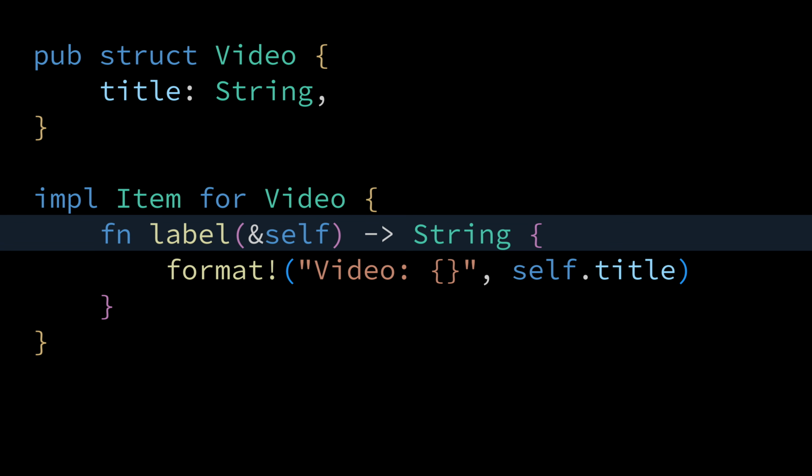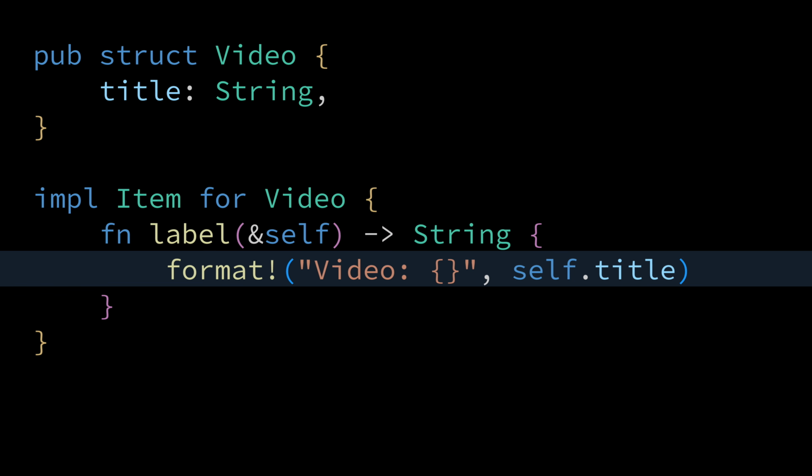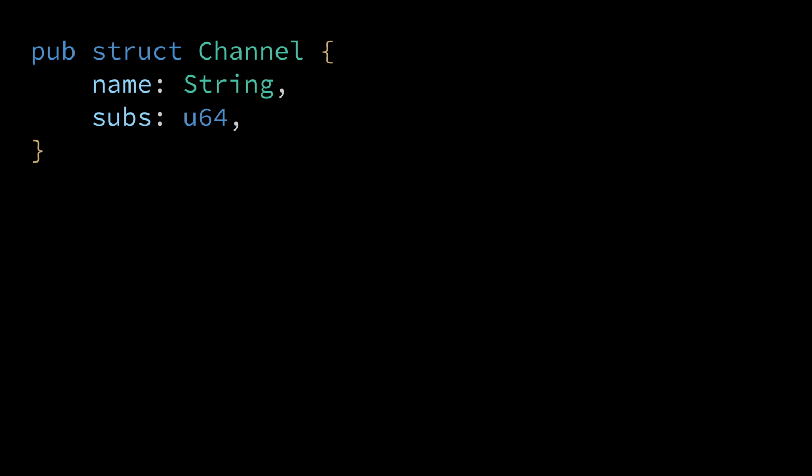Inside the block, we have to write the method just like it's declared in the trait. But of course, this time we have to provide the method body. We have to return a string, so let's use the format macro to build a string that makes it clear this is a video with the title. We can do the same thing for the channel type.